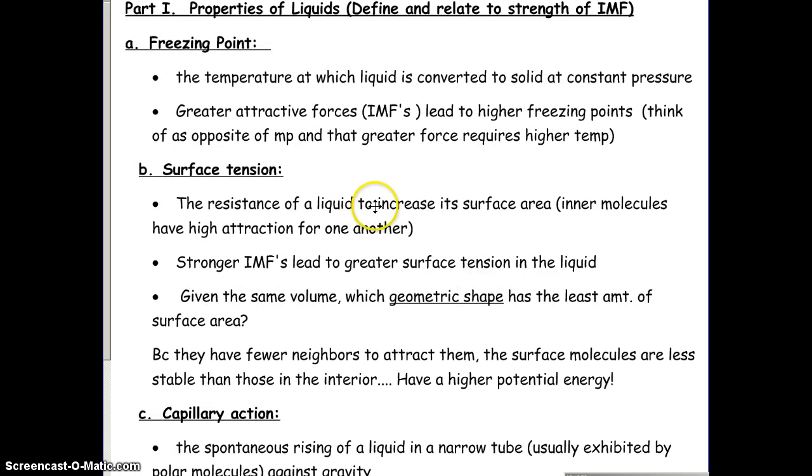All right, so this is the first part of your reading guide, and I wanted you to define these different physical properties and then relate it to intermolecular forces. You can pause this and copy down what you want to. I'm going to hit the highlights.